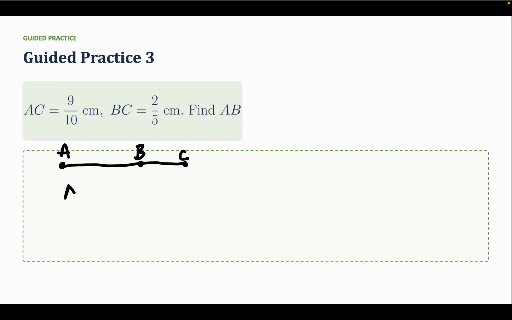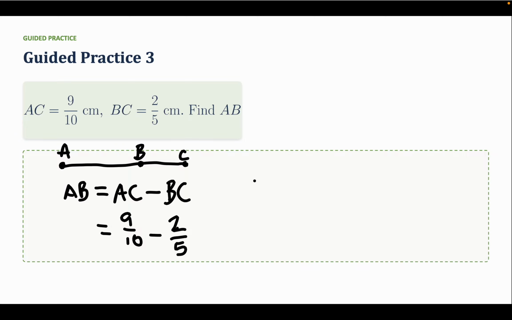So you can rewrite this as segment AB is going to equal the whole thing, which is AC, and subtract the part that we know, which is BC. And then we can substitute our numbers in here. So AC was 9/10 of a centimeter, and BC was 2/5.